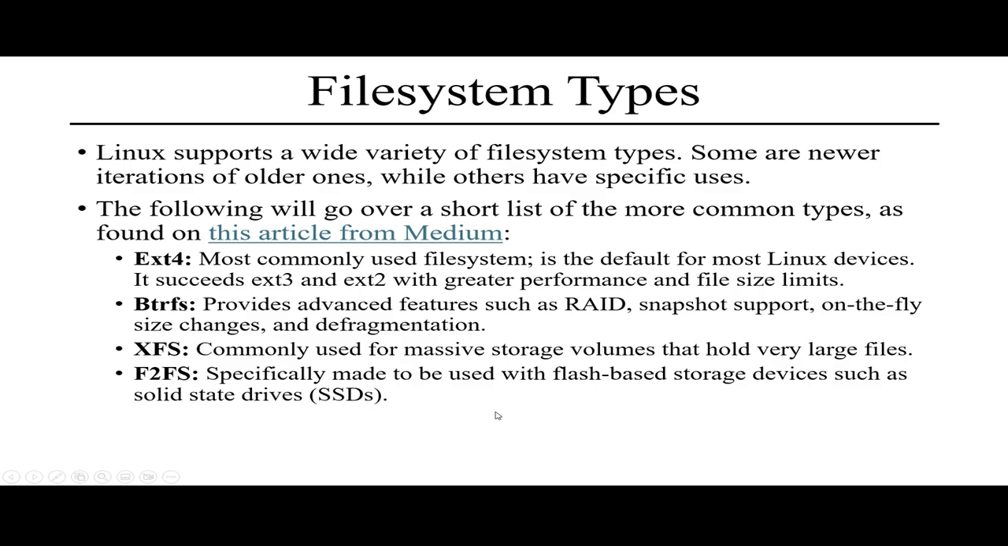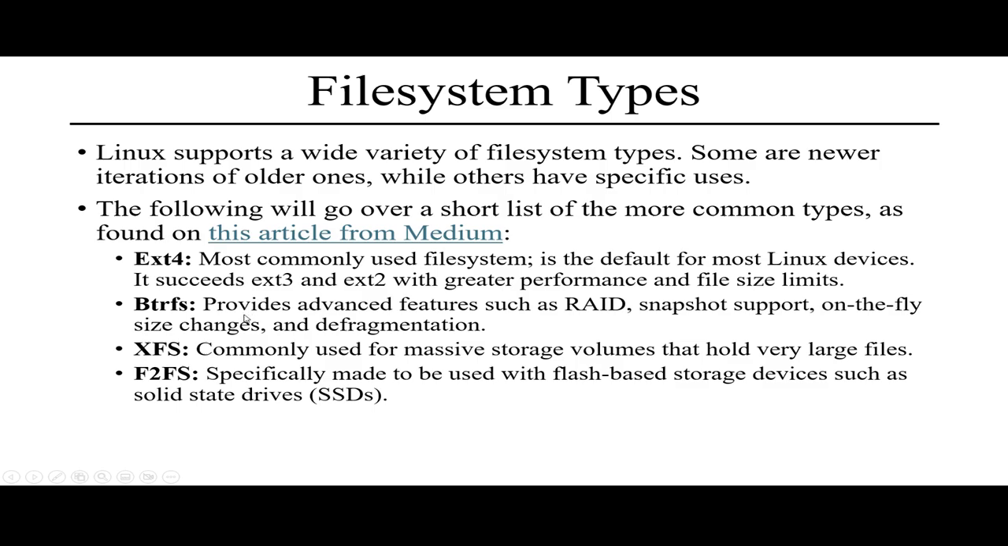So file system types. Linux supports a wide variety of file systems or file system types. Some are newer iterations of older ones, while others have specific uses. This article from Medium covers this short list of the most common types. So ext4 is arguably the most commonly used file system in Linux. It's actually the default for most systems today. It is the successor of ext3 and ext2, and ext4 provides greater performance and file size limits over the previous two iterations.